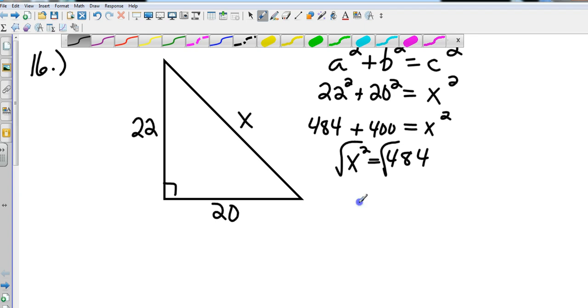And so when we take the square root of 484, we're going to get 22. So our missing side, which is our hypotenuse, is equal to 22.